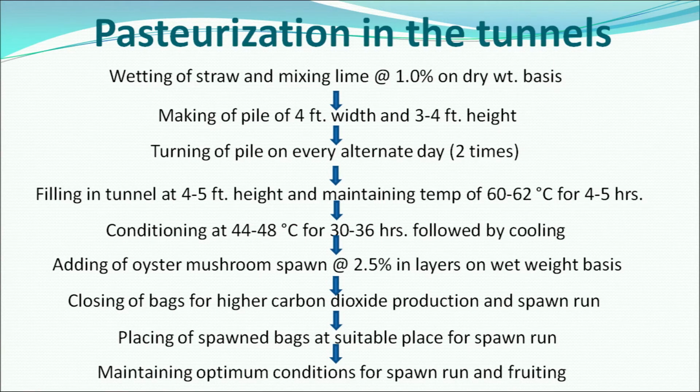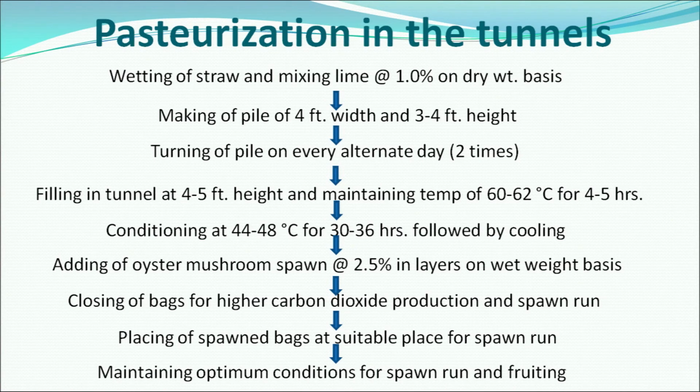It will be followed by a conditioning phase, and conditioning has to be done at 44 to 48 degrees centigrade for 30 to 36 hours, followed by cooling, and when it is cooled down we have to mix the spawn in the layer method. Layer means first we add a little bit of spawn, followed by a layer of pasteurized, or you can say conditioned, substrate, and another layer of spawn, then another layer of substrate, then another layer of spawn, likewise. Then closing of the bags will help in maintaining a high CO2 level and good spawn run, then placing the spawn bag at a suitable place, and then maintaining the optimum conditions.